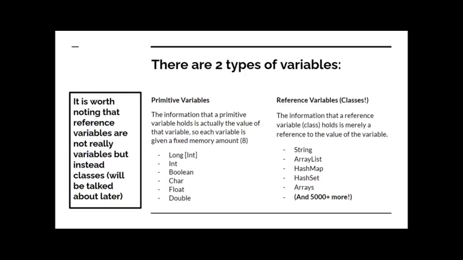It is worth noting that reference variables, as you can see on the left, are not really variables, but instead classes, which is a technical Java term. Java is a little weird. It's called an object-oriented programming language, and we'll get into that in future tutorials. What that means is that they do behave pretty differently from primitive variables. They have a lot of special rules, but we'll get to that later. For now, just know that what you see in this tutorial mainly applies to primitive variables.